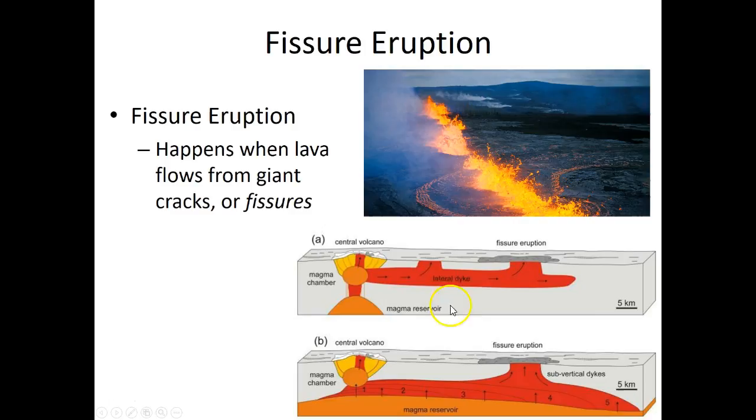These either come from something called a lateral dike or from something called a subvertical dike, one of the two. It just depends on how the flow is coming from the magma chamber. Either it comes from below the magma chamber, or it will come from the side of the magma chamber itself. So that's a fissure eruption.